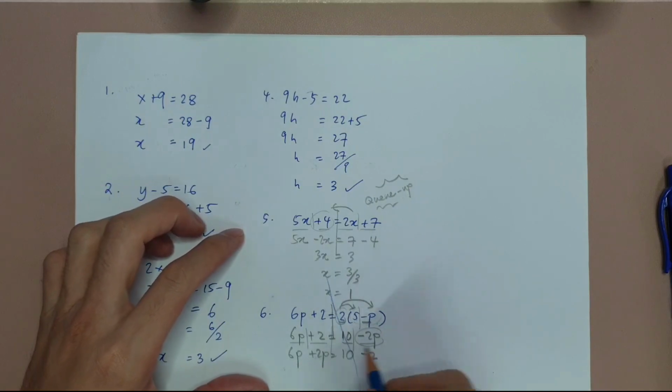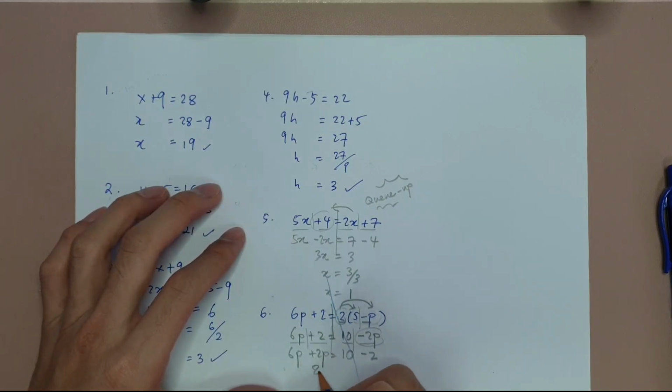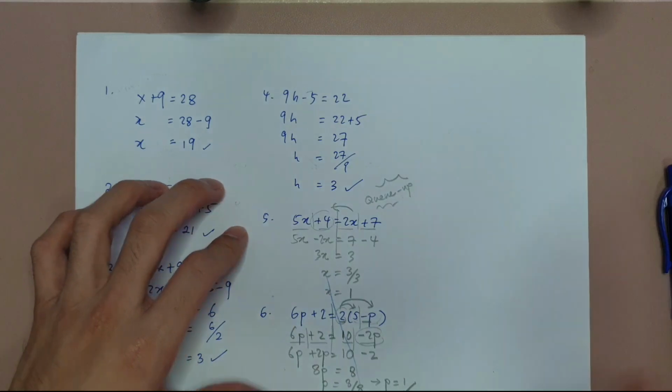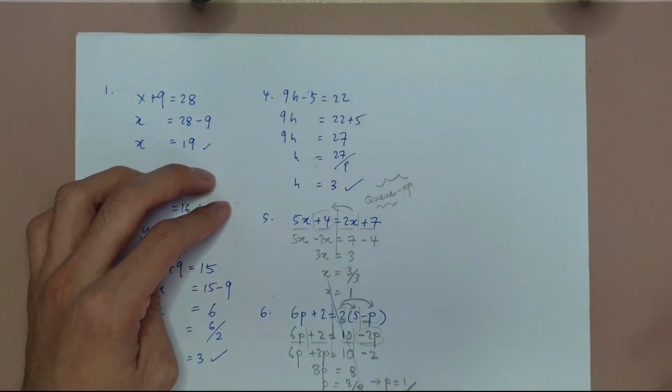Right? So 6p plus 2p, you get 8p equals to this one, you get 8, 10 minus 2. So p equals 8 divided by 8, everyone. P equals 1. June. So question 6 is done already, the simple one.